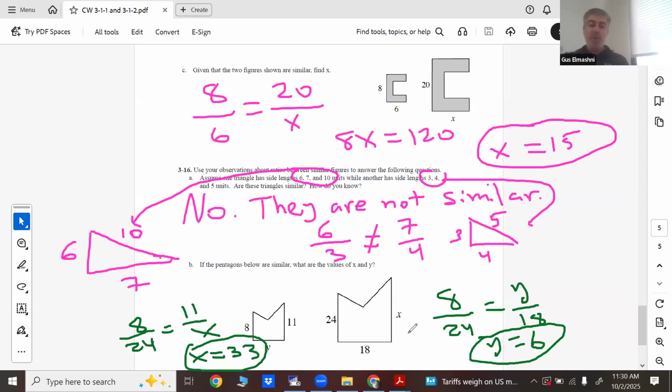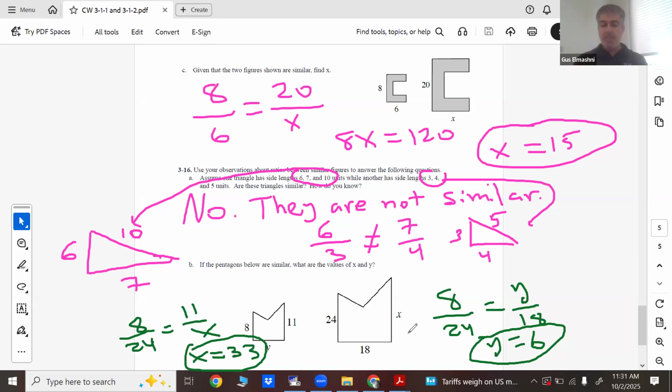If you compare small to small, 6 to 3 or 7 to 4, those are not the same. Okay, guys, back on track. Let's focus. So 6 over 3 equals 7 over 4? That's not true. That can't happen. I need 6 over 3 and 8 over 4 for that to work. So no, they're not similar because their sides are not proportional.